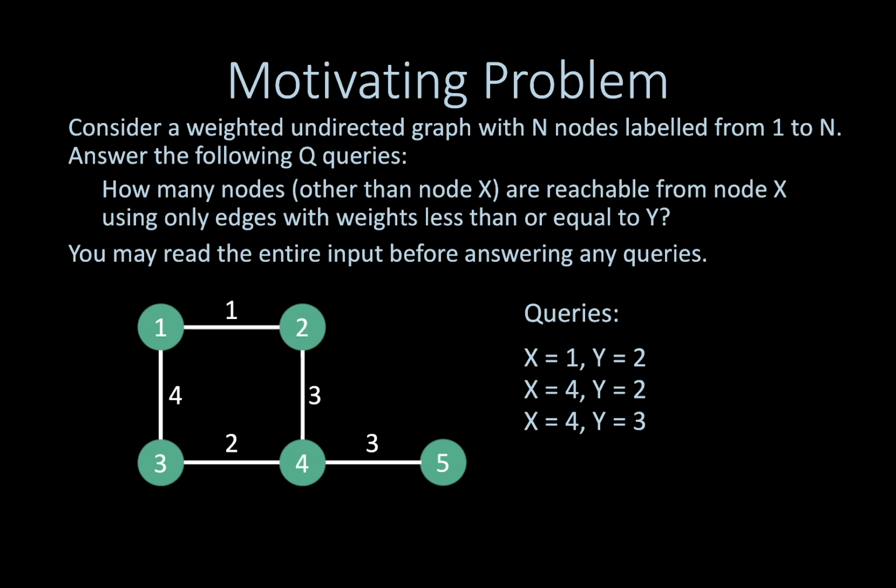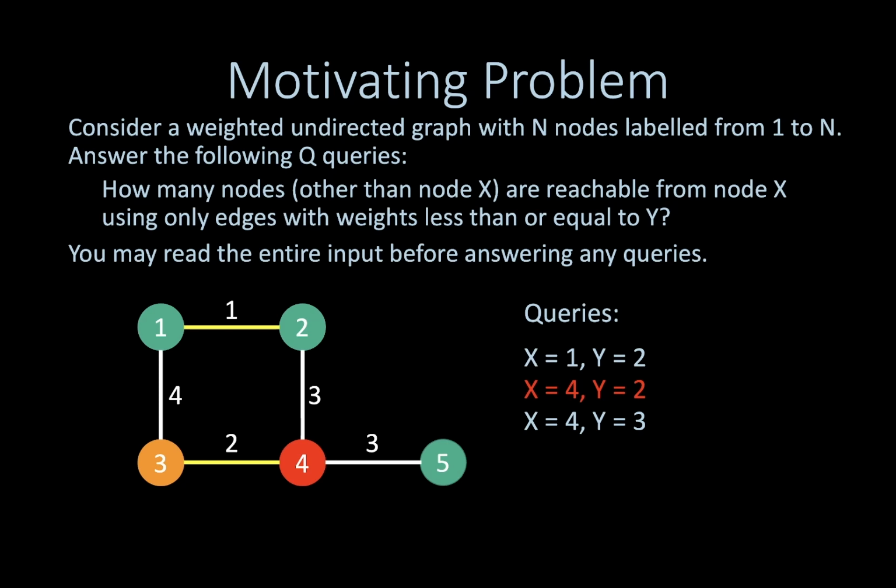Now let's consider the first query when x equals 1 and y equals 2. The question is, how many nodes are reachable from node 1 using only edges with weights less than or equal to 2? And if we insert all edges with weights less than or equal to 2, we see that we can also reach node 2 in our graph. So the answer to this query is 1, because there's one node other than node 1 which is reachable. Now let's look at the second query. Again, if we add the same edges in the graph, we see that only node 4 is reachable from node 3. And so the answer to this query is also 1.